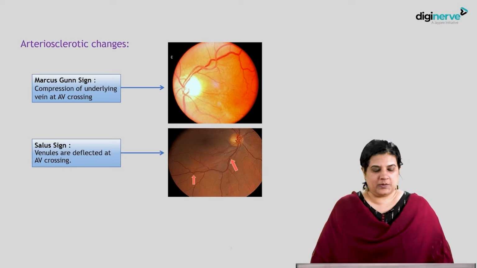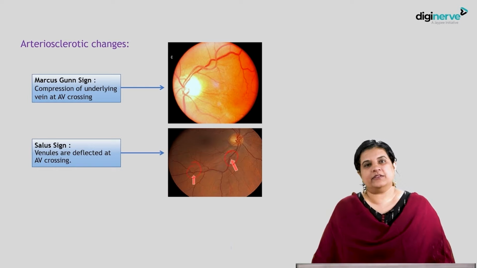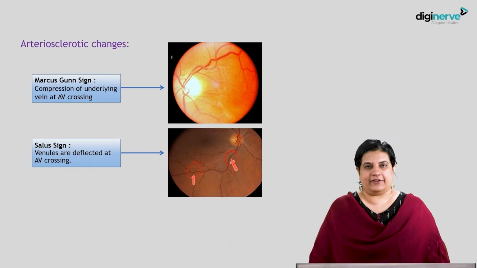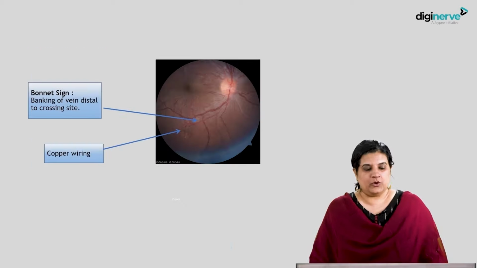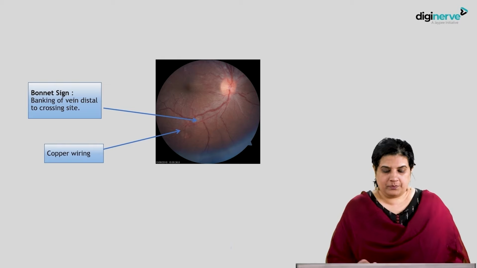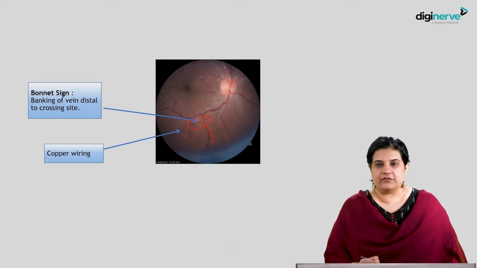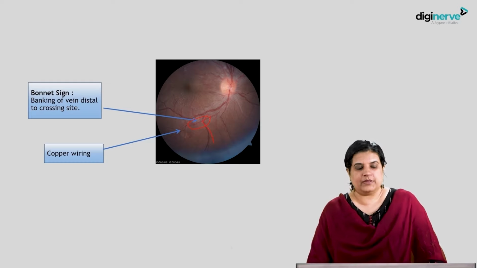Salus sign, as we can see in the lower image, if you focus at these areas where crossover is happening, suggests that the venules are now getting deflected at these AV crossover points. Bonnet sign suggests banking of the vein distal to the crossing site. So here, the vein, if you see closely, is deflecting quite away from the crossover point.